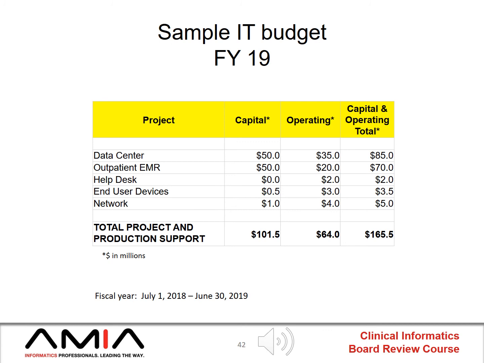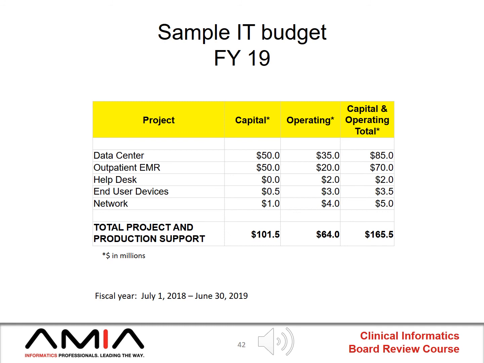capital column. The help desk, on the other hand, is not in the capital budget, but it is in the operating budget. So this is an operating expense that will continue year after year. End user devices, you can see here most of that is in the operating budget, and I would guess that some of that is expansion, but also some of it is depreciation. There is an additional component in the capital budget, and that may have to do with the outpatient EMR. The network budget is mostly operating. So you can see that each of these projects has a capital and an operating budget, and they differ in the balance between the two.